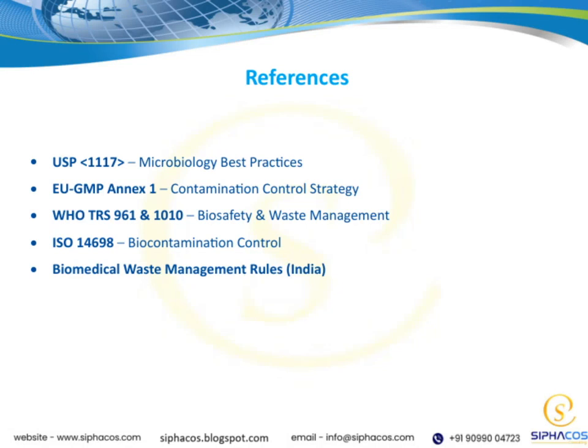Let's take a moment to look at some key references that guide our contamination control practices. First, we have USB 1117, which outlines microbiology best practices essential for ensuring the safety and integrity of our products. Next is the EU GMP Annex 1, a crucial document that details contamination control strategies specifically for sterile manufacturing environments.